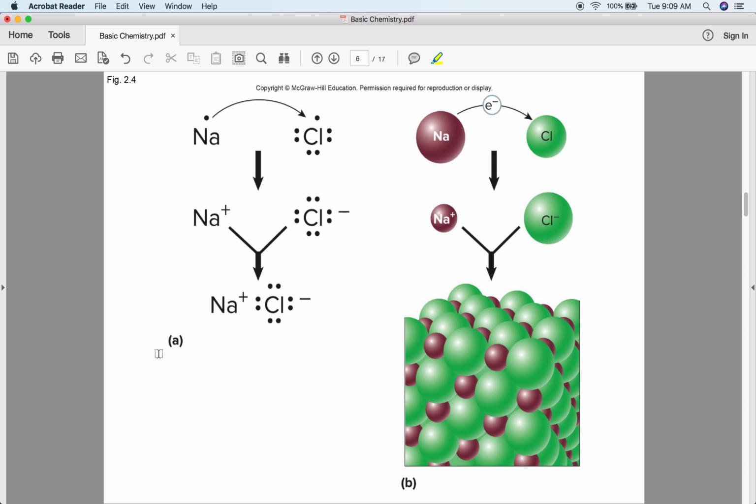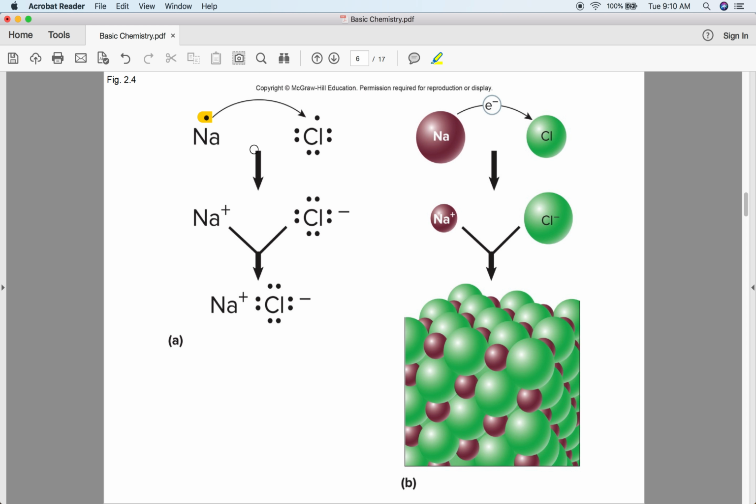Okay, so let's start with an ionic bond. Ions are simply charged particles or molecules, so they either have a net positive or negative charge. Let's start here with sodium. In its outer shell, it has 1 electron. So its options are to find 7 electrons to fill that shell, or to lose the 1 electron.